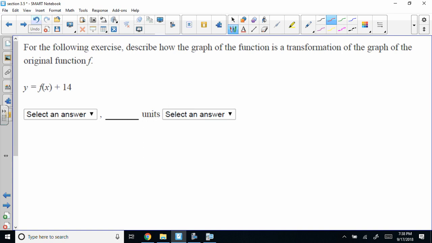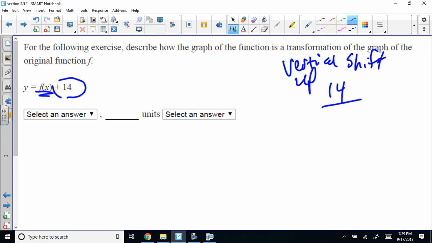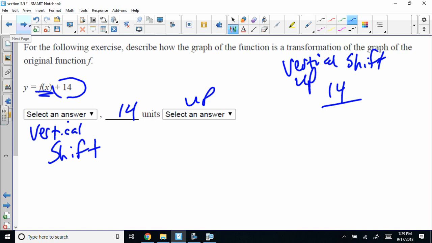Okay. What about this one? What's happening here, guys? Here's your basic function. What's that doing? It's going up. It's a vertical shift up what? 14, right? So I'm not sure. I think it's like that, right? Something like that. Vertical shift, 14 units up, right? At least I hope it is. Yeah, me too. Okay. Any questions?